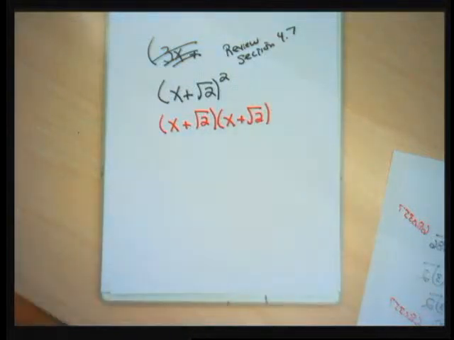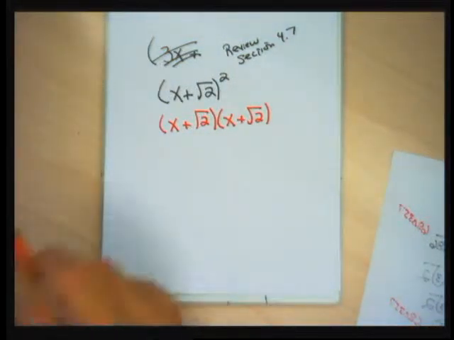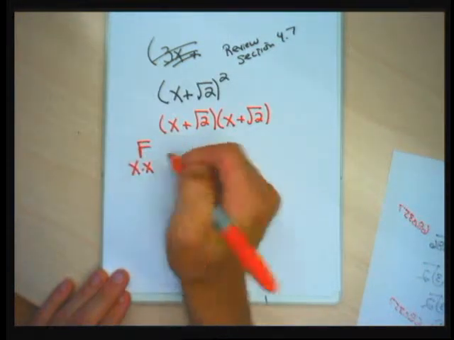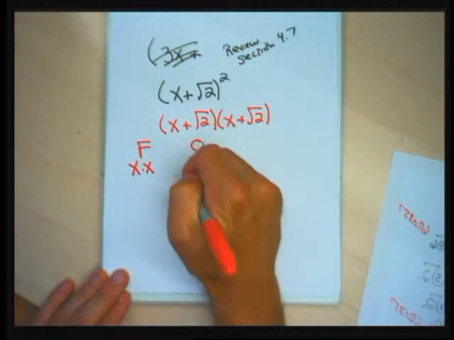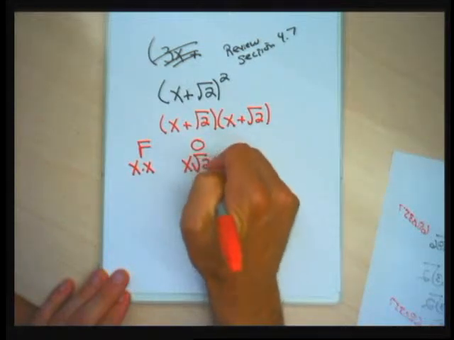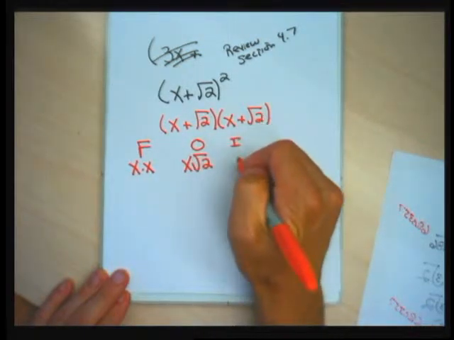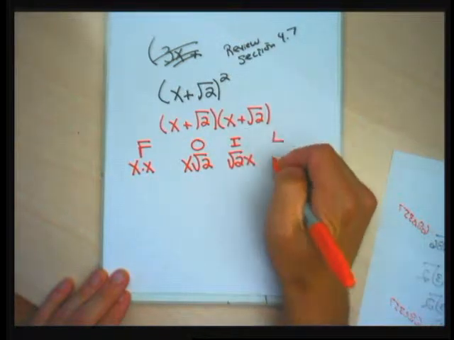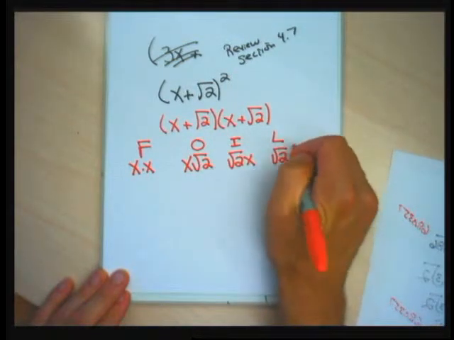And this is going to be a horrible, messy foiling problem. So I'm going to do firsts, which are x times x. Outers are x times square root of 2. Inners are square root of 2 times x. Lasts are square root of 2 times square root of 2.